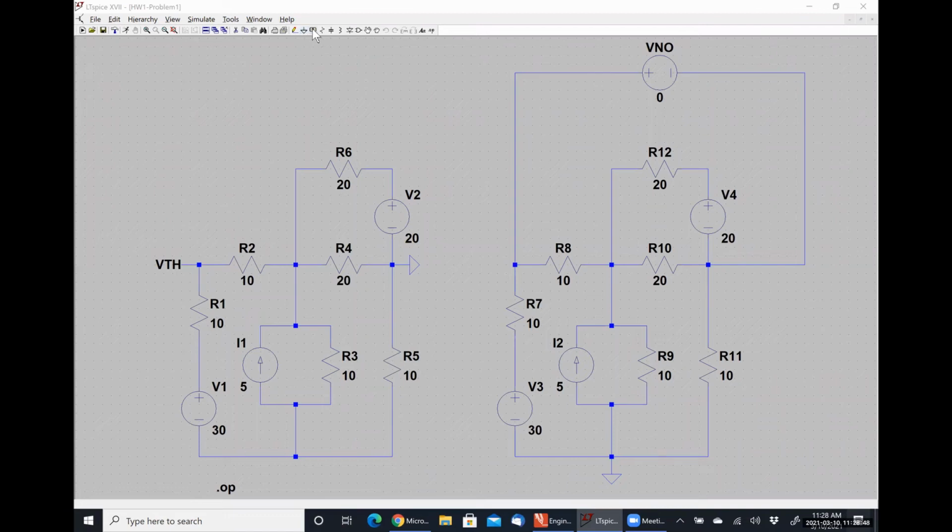This is for just labeling things. So I use it to label this node as VThevenin, so that when I do the simulation, it will just spit out VThevenin is equal to some voltage.